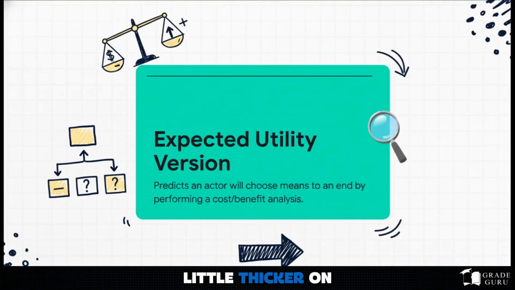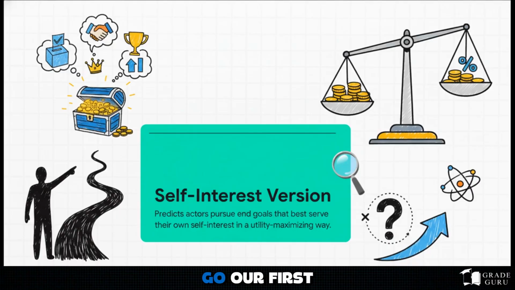Okay, moving a little thicker on our spectrum, we have the expected utility version. This one doesn't know what your goals are, but it does predict how you'll try to achieve them by weighing the costs and benefits. So it's more predictive, but still pretty general. And here we go, our first thick version. This is a huge leap, because now we're making a specific prediction about the goal itself. It says that people are always chasing their own self-interest. Now that is a claim we can actually test, which makes it much more useful as a scientific theory.